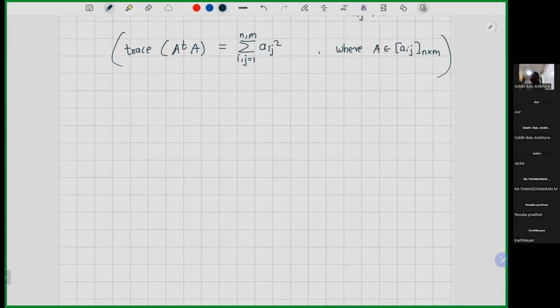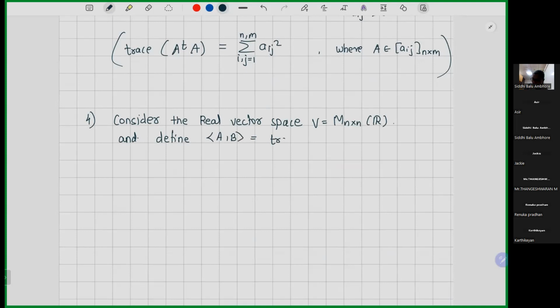If anything is unclear, please let me know. And we are moving now to the fourth, that is, consider the real vector space V equal to M_n(R). So again, it is n cross n matrices. And now we define this map (A, B) going to trace of A plus B. And now what is your guess?